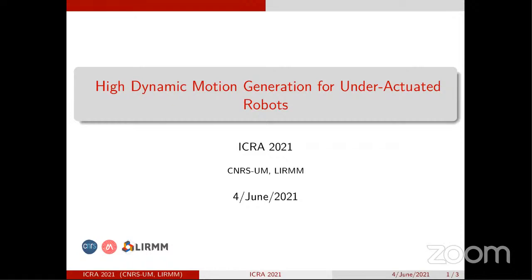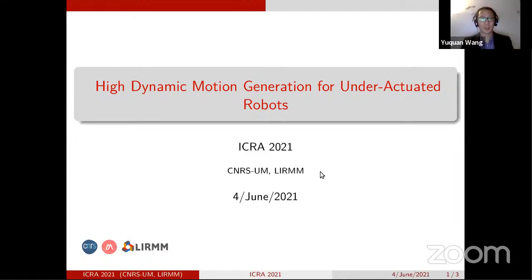Abdullah Rahman Kadar. The name of the workshop is High Dynamic Motion Generation for Under-Actuated Robots. Congratulations that you have made the right choice for many, many interesting topics today.